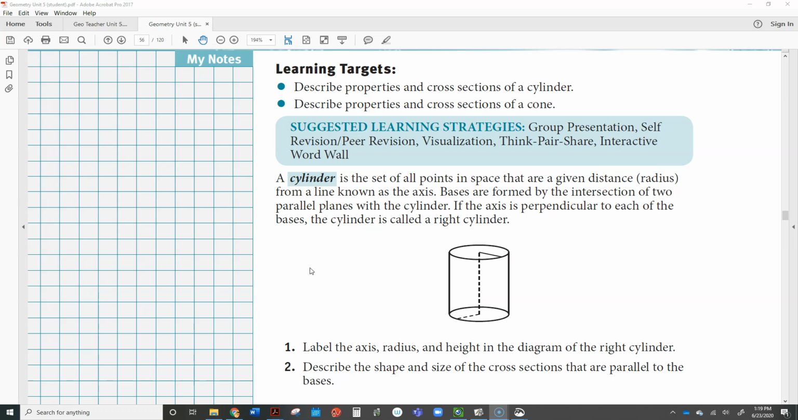So we're gonna label these. Okay, so this thing right here is a radius. Looks like we have another one right here. Okay, here's the axis.